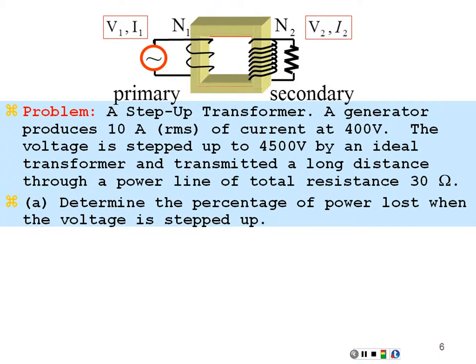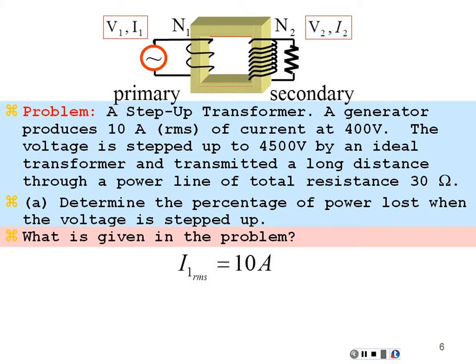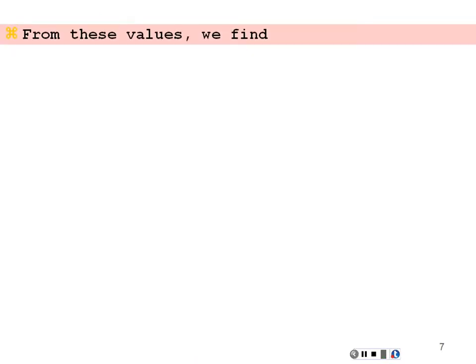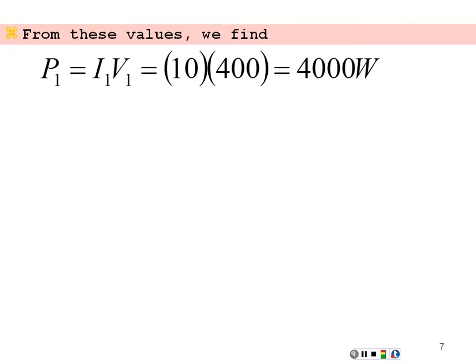Let's find out what we have here. Our original current is 10 amps RMS, looking in from the primary circuit. Our voltage in the primary circuit is 400 volts. Our voltage in the secondary circuit is 4,500 volts. And the resistance of our load of the secondary circuit is 30 ohms. From these values, we know that our power from the input is 10 amps RMS times 400 volts, or 4,000 watts. That will also be the power on the secondary, because the power presumably is transformed equally.